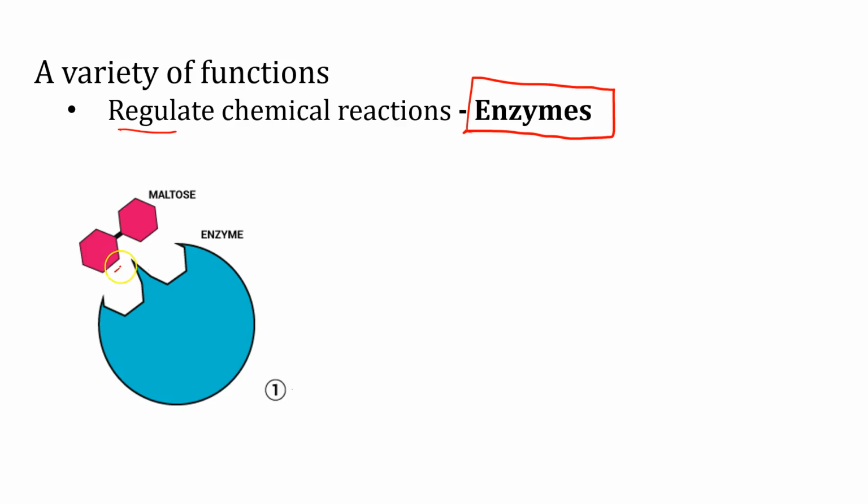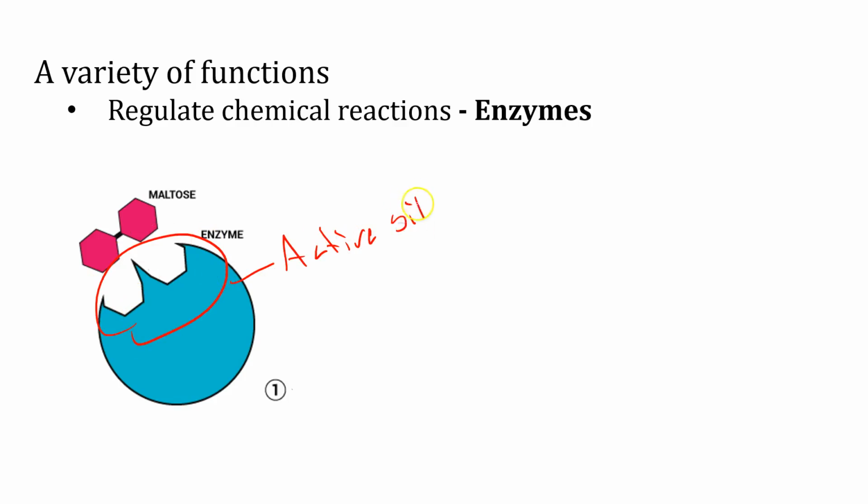You have some sort of substance, which is called a substrate, and then you have the enzyme. Now the enzyme is going to have what's known as an active site. So that's this little spot that I'm drawing here. And the active site is going to have a shape that fits the substrate. So in this example, maltose, which is a disaccharide, has this particular shape, and that fits nicely into this little shape of the active site of the enzyme.